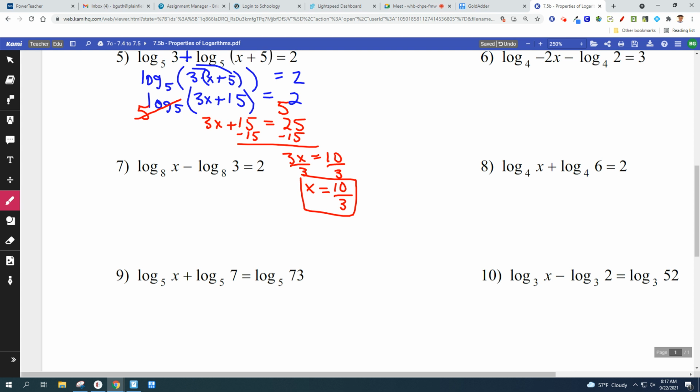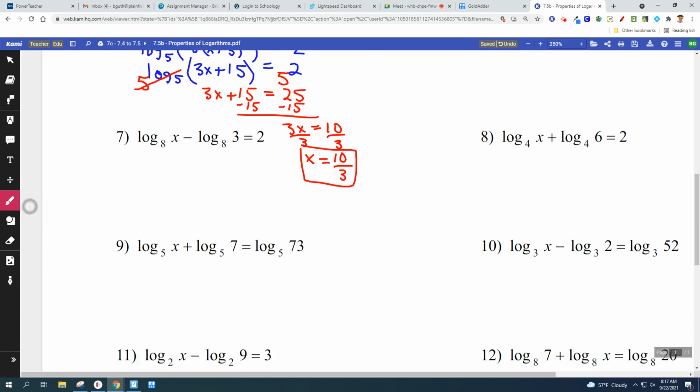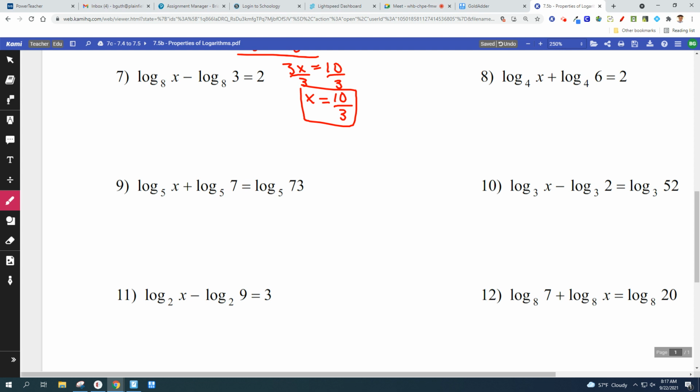Okay? You could say 3.3 repeating if you want to use the calculator and get a decimal. So number 7 is going to do kind of the same thing, a little bit easier, but pretty much the same thing. First step, though, we want to get our logs together.